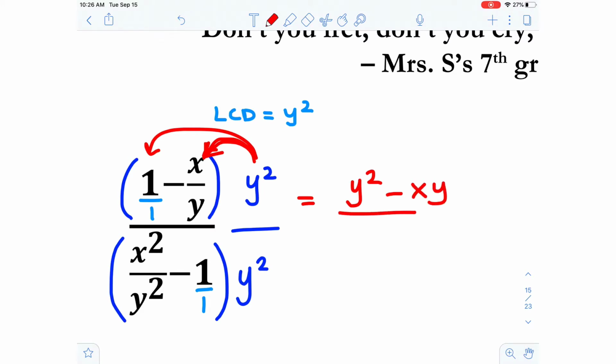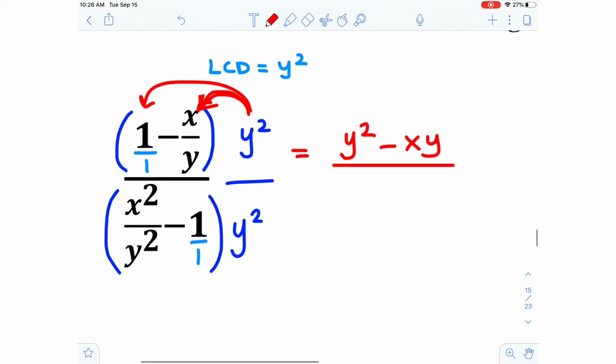So by multiplying by that LCD, I should get rid of the fractions on the top. And it should also get rid of the fractions on the bottom. So let's multiply. When I multiply the y squared to the x squared over y squared, the y squareds cancel out. So I'm just left with x squared. Y squared times 1 is y squared, so minus y squared.